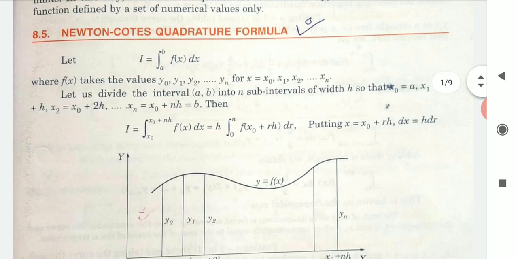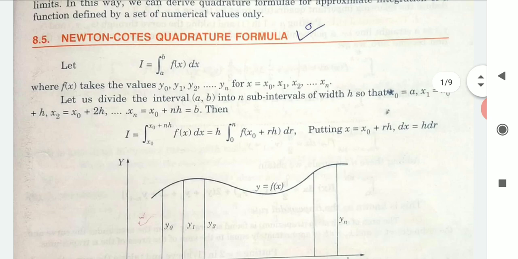These n plus 1 values are there corresponding to the x values, which are x0, x1 and so on up to xn. As I already told you, I want the tabulated value to perform numerical integration to derive Newton-Cotes quadrature formula. So these are the tabulated values, n plus 1 y values corresponding to n plus 1 x values.